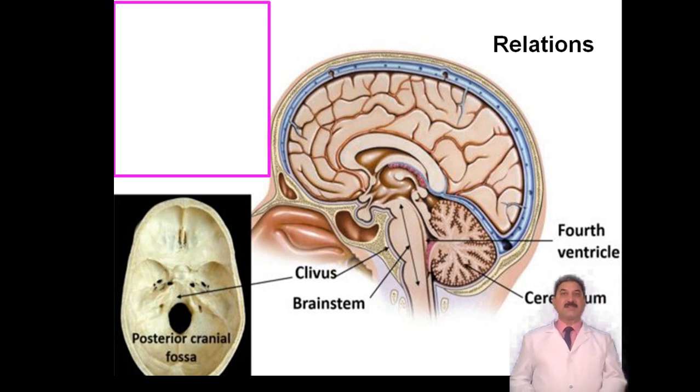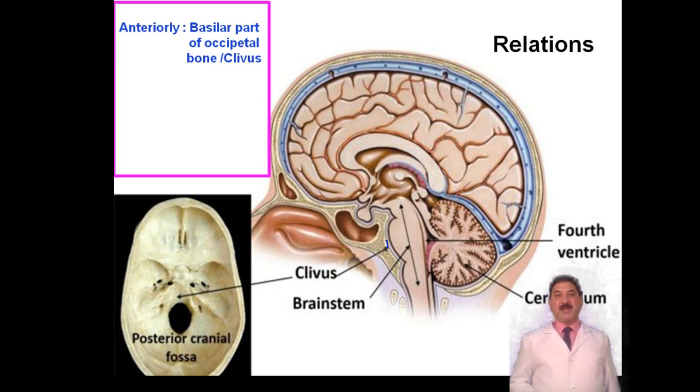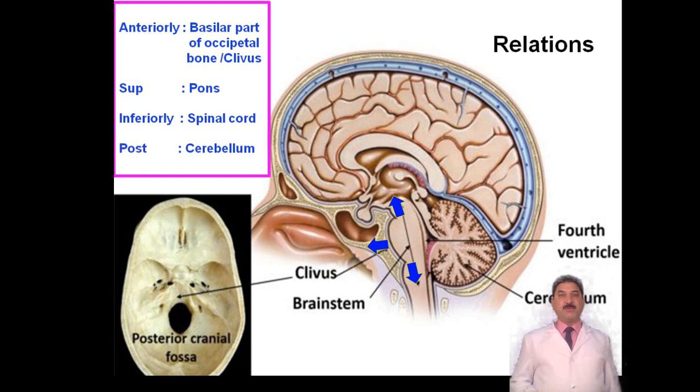If we take a sagittal section of brain, we see anterior to the medulla oblongata is basilar part of occipital bone, and we call it as clivus. Superiorly there is pons. It continues as spinal cord, and posteriorly there is cerebellum. So we can say anteriorly lies clivus and posteriorly lies cerebellum. Cerebellum and medulla are separated by fourth ventricle.